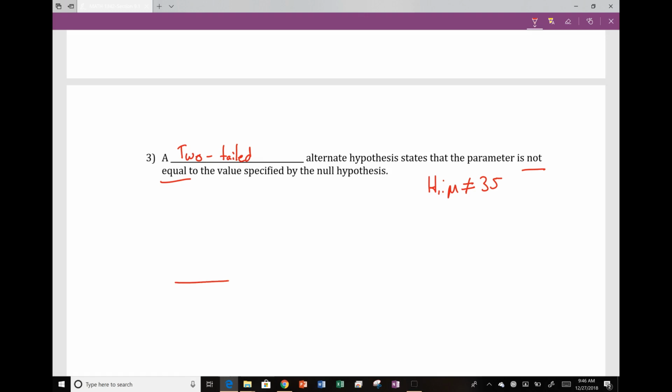Also, when we draw it, we want to shade in both little bitty tails. The two-tailed test actually is very similar to our confidence intervals. We're looking at the middle and each side has an equal value shaded.